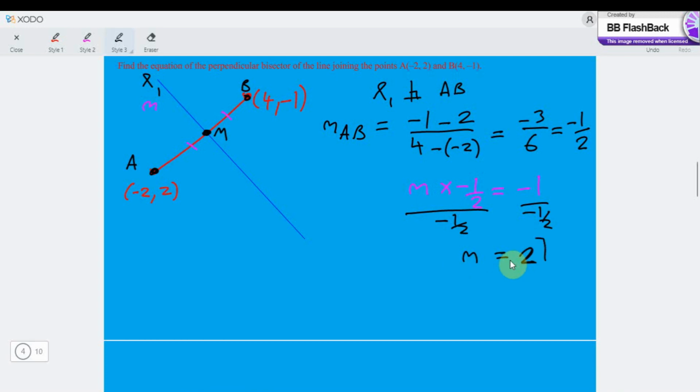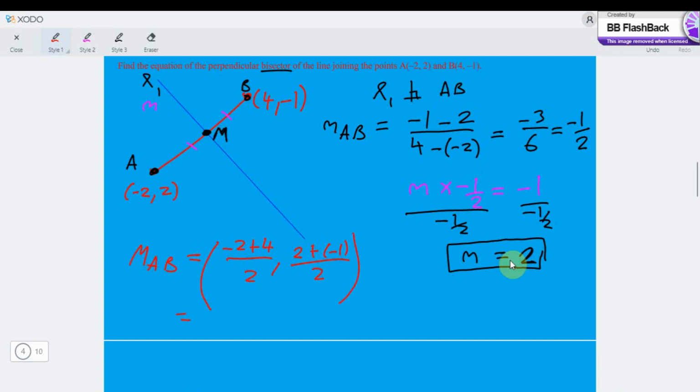Now we can find the equation of the bisector. But first thing is we need to find a point that the bisector passes through. The point it passes through is the midpoint of the line. That's why it's called bisector. Bisect means split in the middle. So in this case, we need to find the midpoint. Now the midpoint of AB, remember, it's the average of the x, average of the y. So -2 plus 4 divided by 2, comma, 2 plus -1 divided by 2.